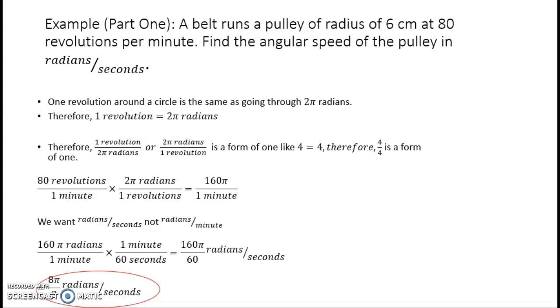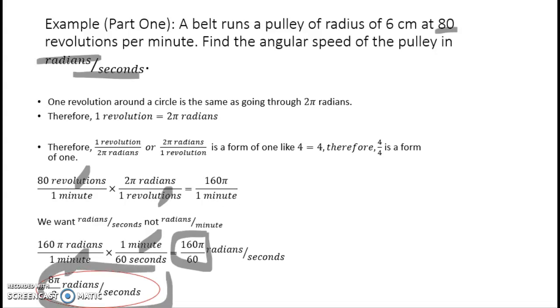Okay, so then we take this 80 revolutions per minute. So here's our 80 revolutions per 1 minute. We're going to multiply it times a form of 1 like we're doing right here. And that'll essentially get rid of your revolutions. So your revolutions get knocked out and you are left with radians per minute. But it said we want radians per second, not radians per minute. So then we need to take this 160 pi over 1 minute and then change it from minutes to seconds. So that would be 1 minute over 60 seconds. So then our minutes will cancel out, and then we're left with 160 pi over 60 radians per second. We need to simplify this to 8 pi over 3 radians per second. That would be your final answer.